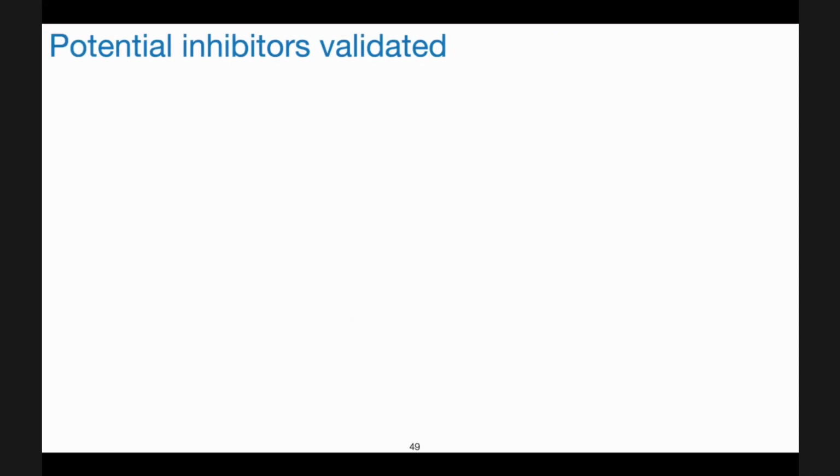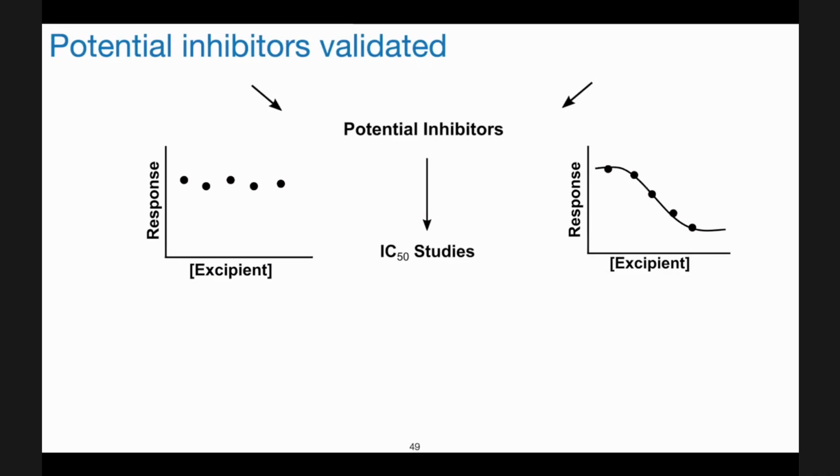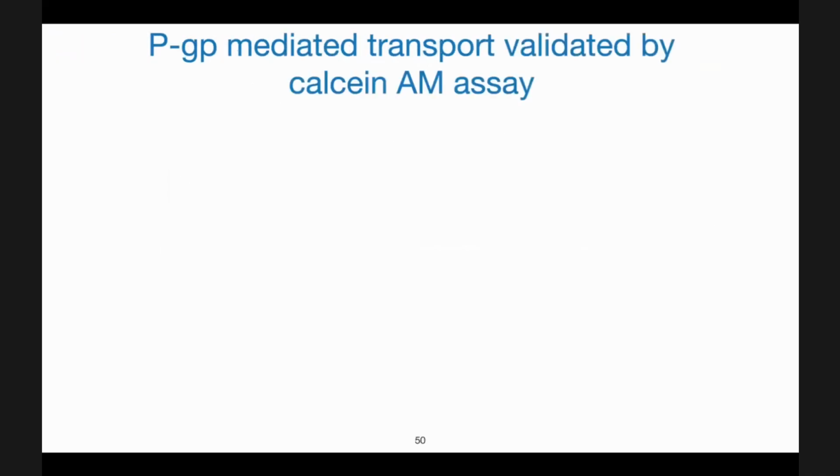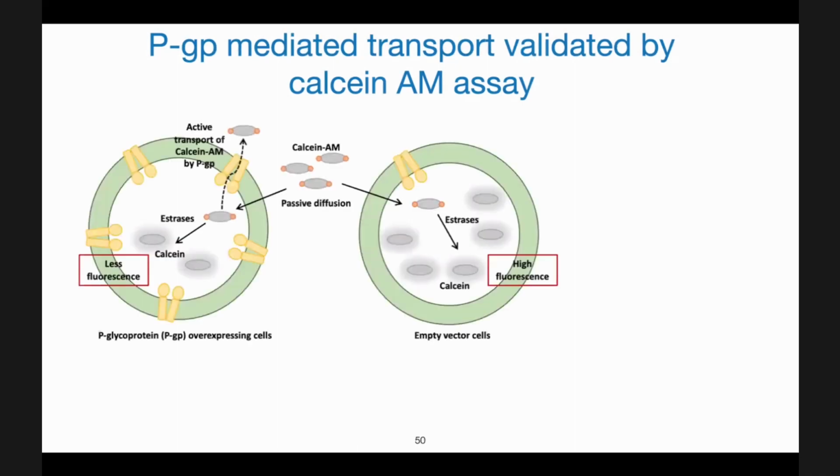So once after the screening through this assay, whatever potential inhibitors we get from this, we go through those IC50 studies or dose response curve studies, and we compare it to the intestinal concentration and see how they can be formulated in the next generation of drugs. So here I will start with the calcein AM assay.